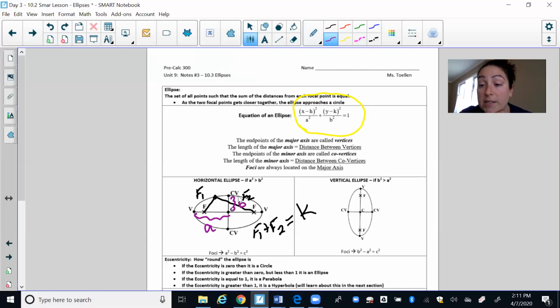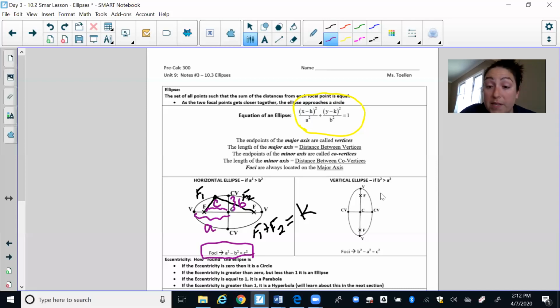And then in the example where a squared is greater than b squared, our horizontal distance is greater than our vertical distance, so our foci will be on the horizontal axis. And that distance from center to focus is our c value. And we have a little equation to find the c value, and that's very similar to the Pythagorean theorem, but instead of adding, we're subtracting. A squared minus b squared equals c squared.